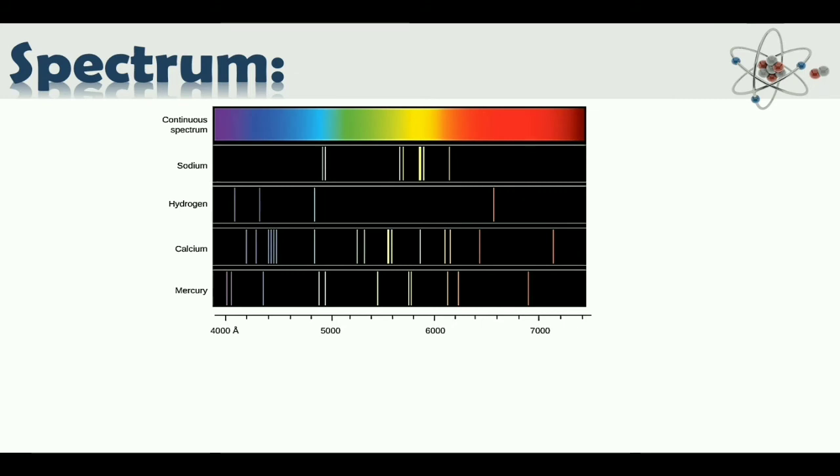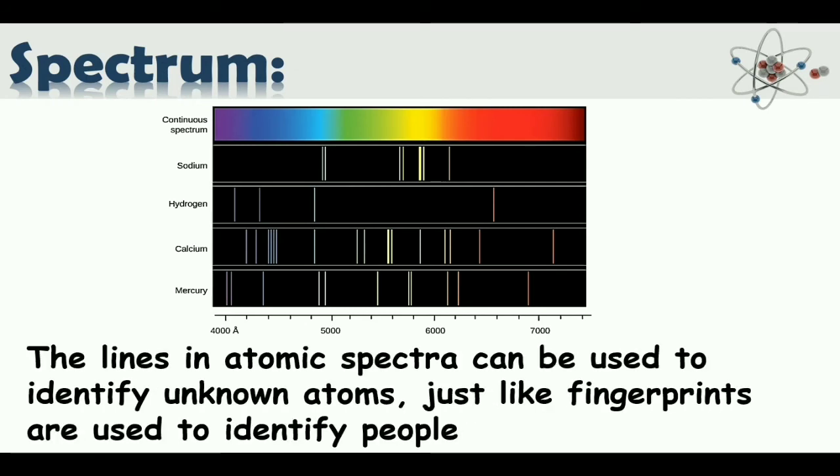You can see on the top the continuous spectrum of white light, the rainbow, the visible spectrum. After that you can see sodium, which gives only some lines, and hydrogen, which gives some lines, then calcium, mercury, and there is no matching between these lines from one compound to the other. So the lines in atomic spectra can be used to identify unknown atoms, and since they do not match one another, they are called fingerprints of the atoms.